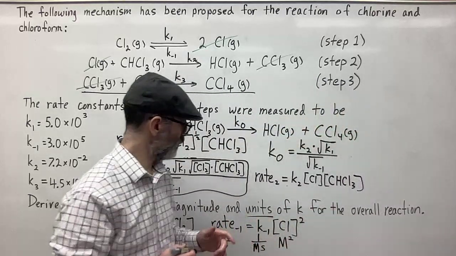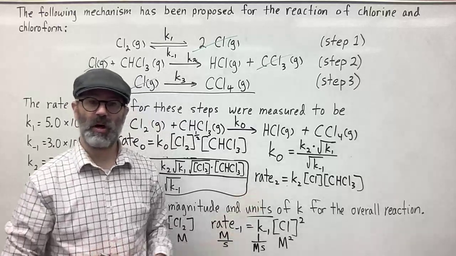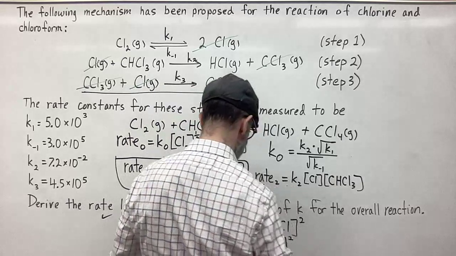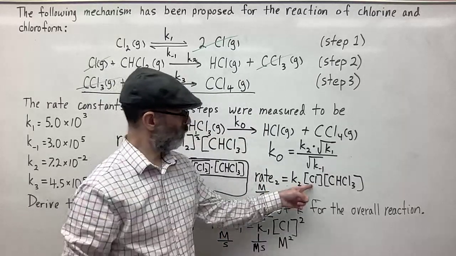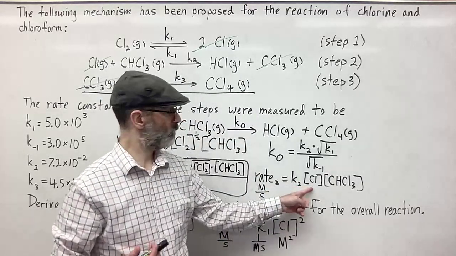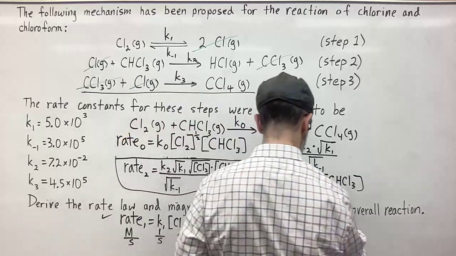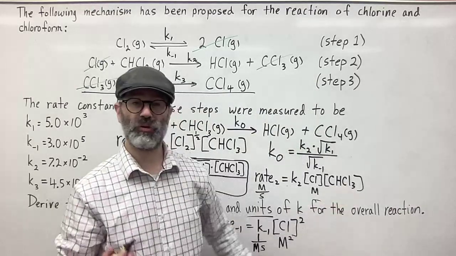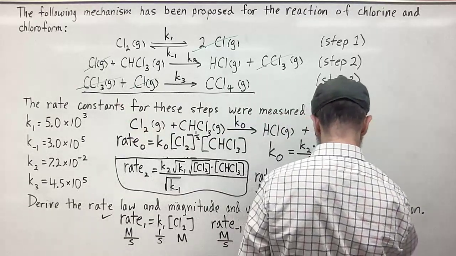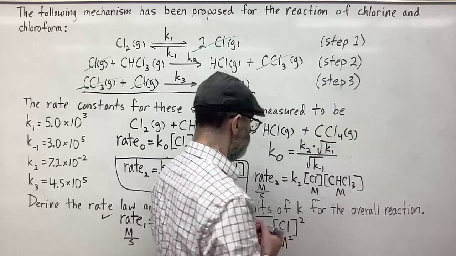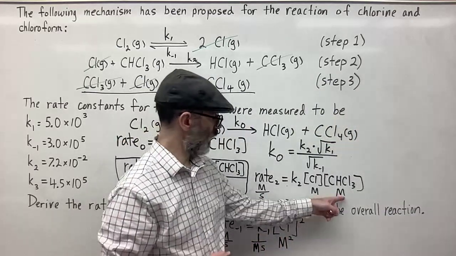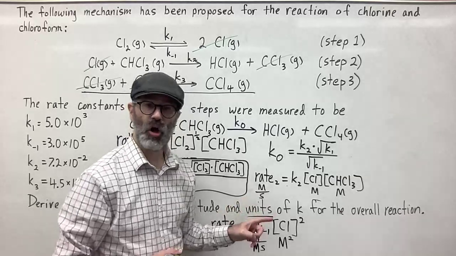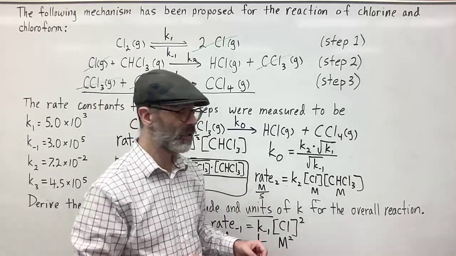Okay, so we do the same thing. The rate is measured in molar over seconds, so we're going to have molar over seconds. We have the concentration of Cl, so that's going to be molar. We have the concentration of CHCl3, so that's going to be molar^2. And we have molar times molar, and we want molar over seconds. So what does K2 have to be?